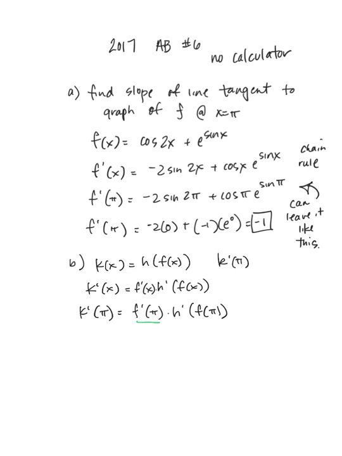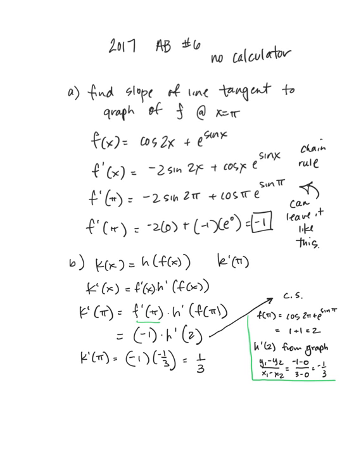Here is where you need that f prime of pi, which we found from part A is -1, and then h prime of f of pi, and f of pi you can just plug into the original function. Now h prime of 2 comes from the graph. So I've done a little chicken scratch over on the side.